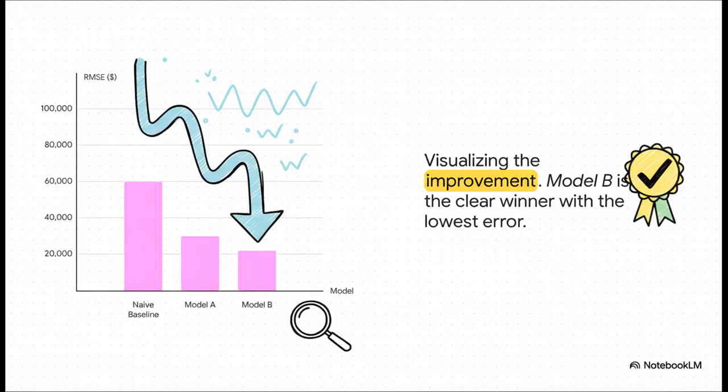And this chart just makes it crystal clear. That naive baseline, just guessing the average, it's got a massive error of $60,000. Ouch. Model A comes in and cuts that error in half, which is a huge improvement. But then look at Model B. It's the clear champion, bringing that error down even more, to just 22,000.